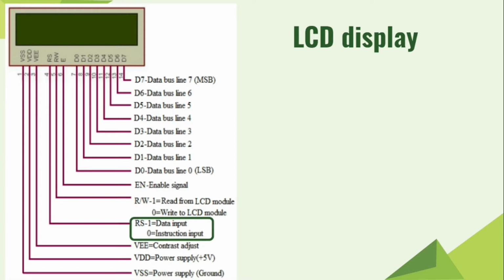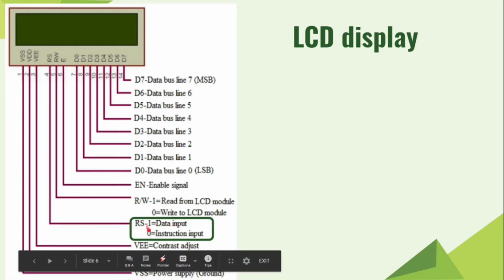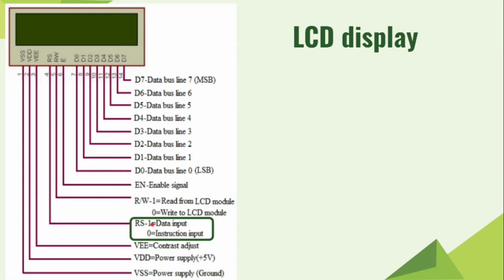The RS signal is the register select signal, where either the data register or command register is selected in the LCD display. If RS is 1, data register is selected and the data is sent to the data register. If RS is 0, command register is selected and data is sent to the command register.